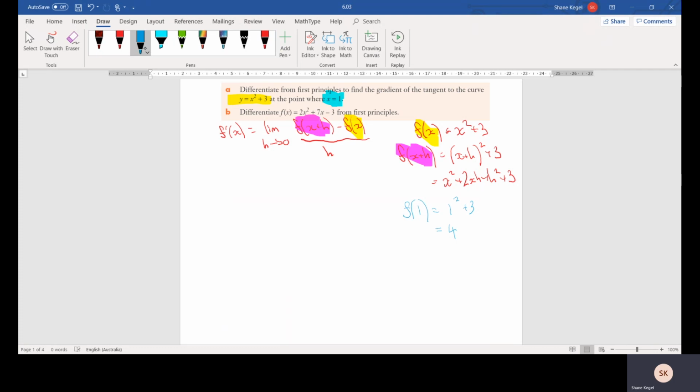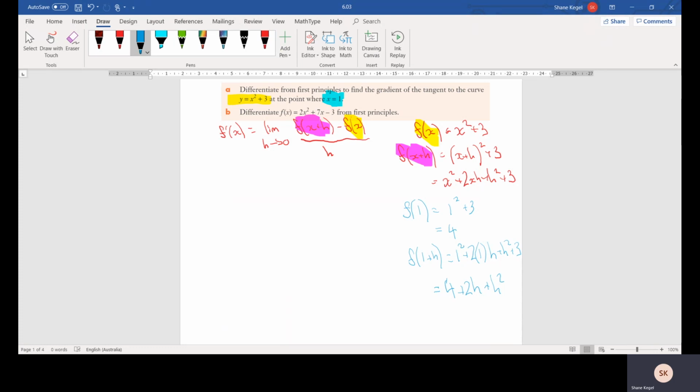And then I can also sub x equals 1 into my second equation. So I'm going to be finding f of 1 plus h. Looking down here, subbing this in, wherever x is, I'm going to replace with 1. So I've got 1 squared plus 2 times 1 times h, plus h squared, plus 3. So that should give me, hopefully, 1 squared is 1, plus 3, collecting like terms, gives me 4, plus 2h, plus h squared.